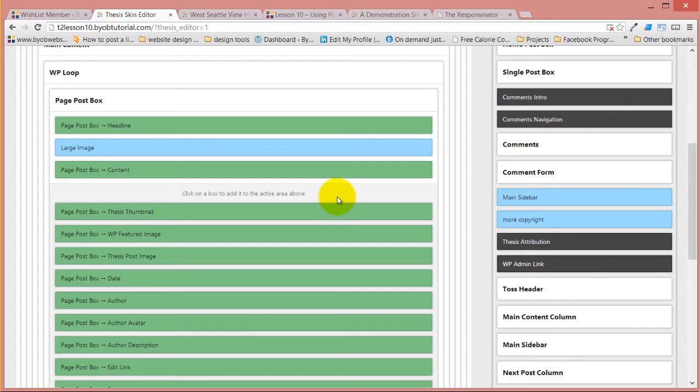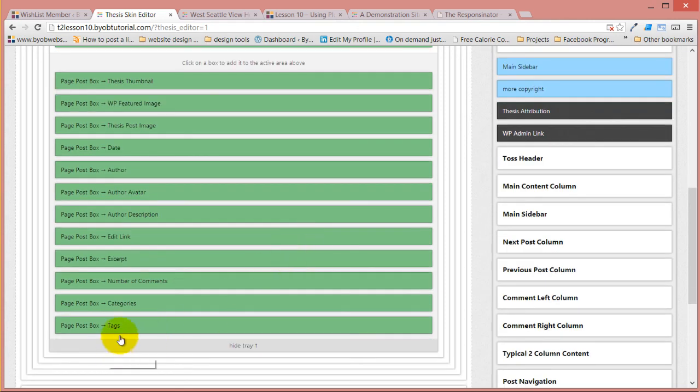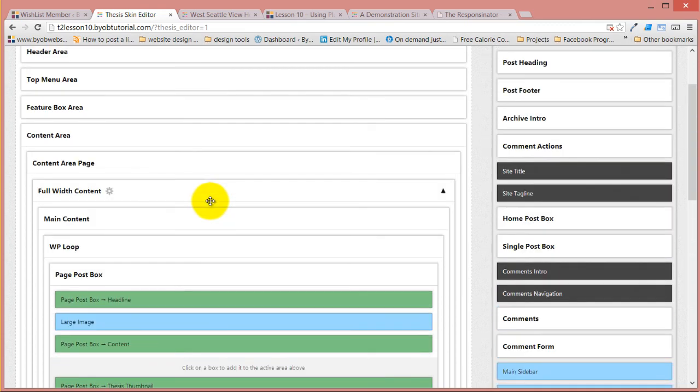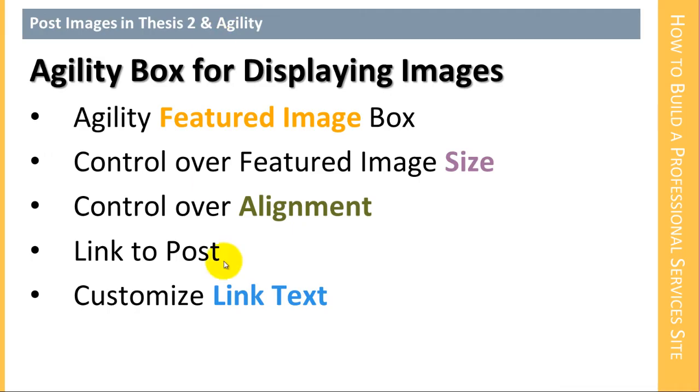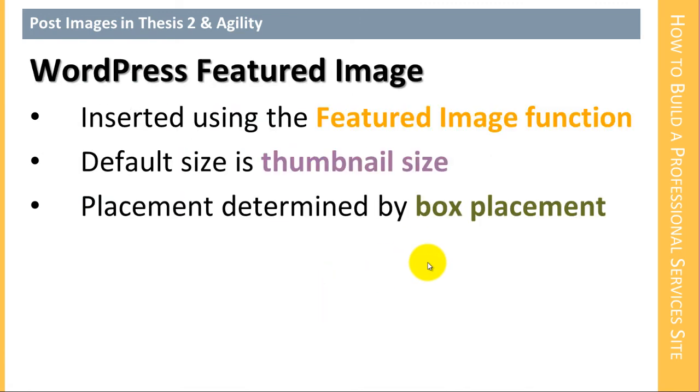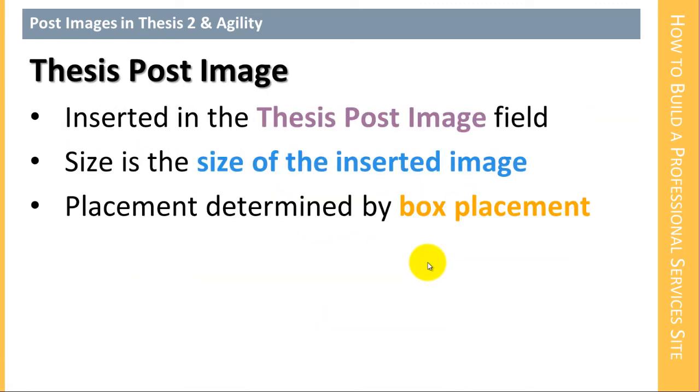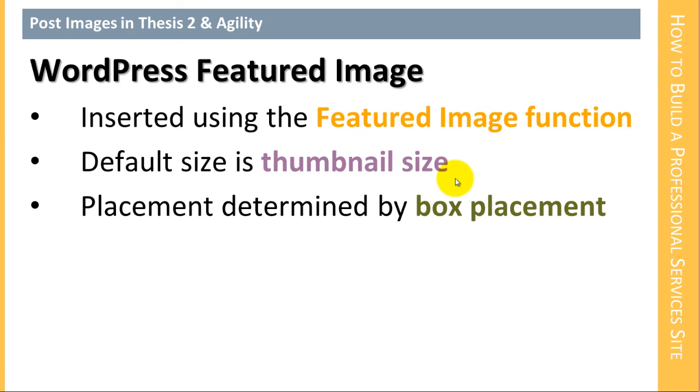I don't use anywhere inside of Agility the Thesis thumbnail, WP featured image, or the Thesis post image. And in fact, even though I've described for you all of these different images that are available to you, what I recommend you use is just the WordPress featured image and skip the Thesis featured image system.